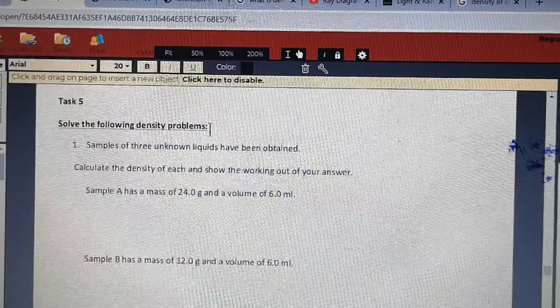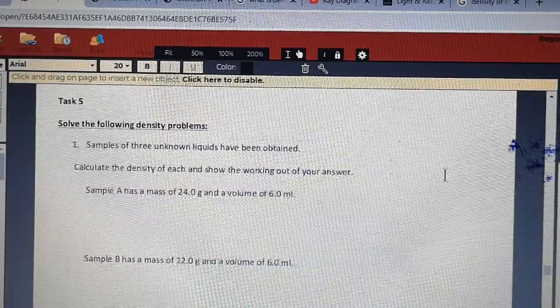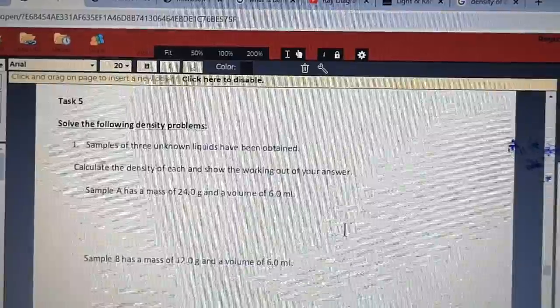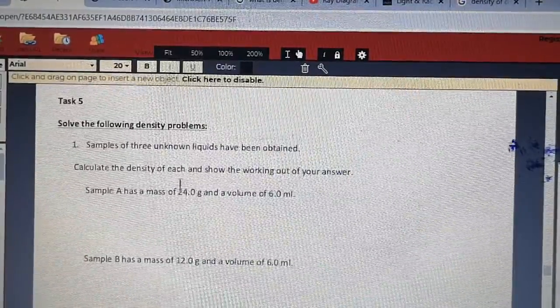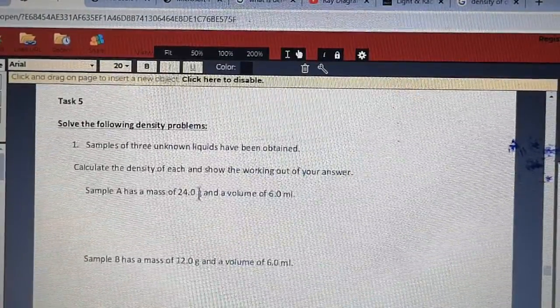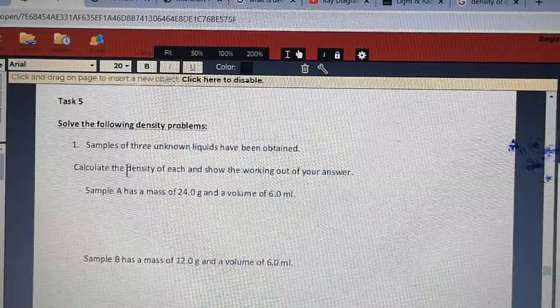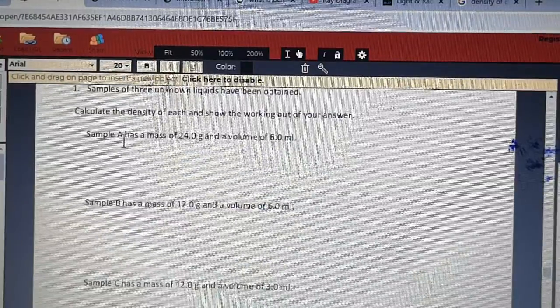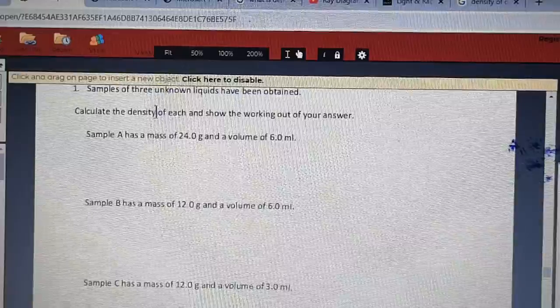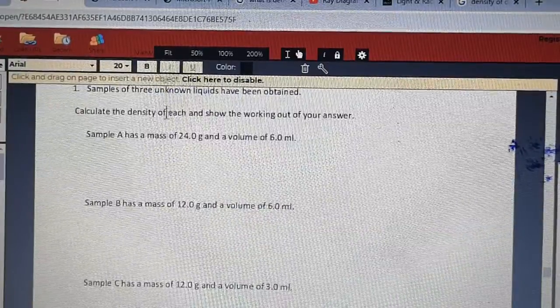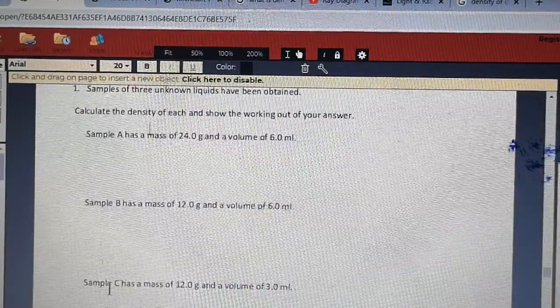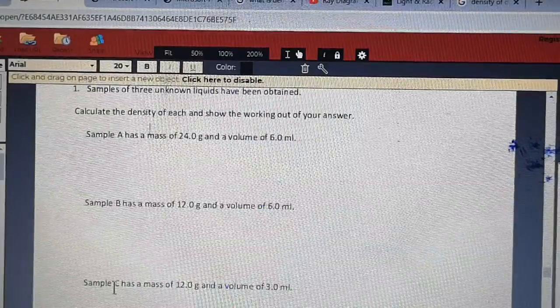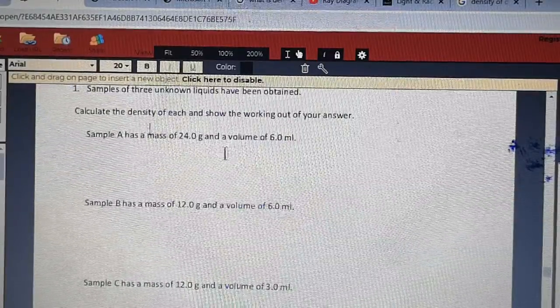Solve the following density problem. So we've got more of the same. We need to practice this new triangle method. We've got the mass and the volume, and every time here in this first question we're going to find the density. We're going to find the density for this one, and this one. We have 3 different things. We don't even know what they are. We're just going to find the density.